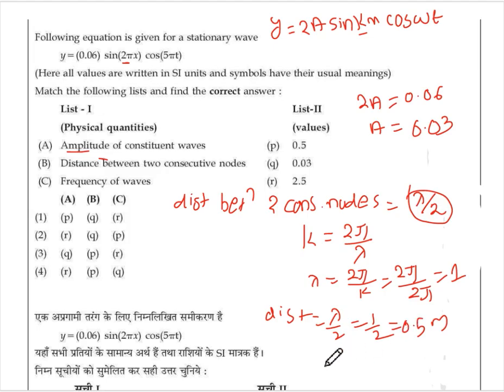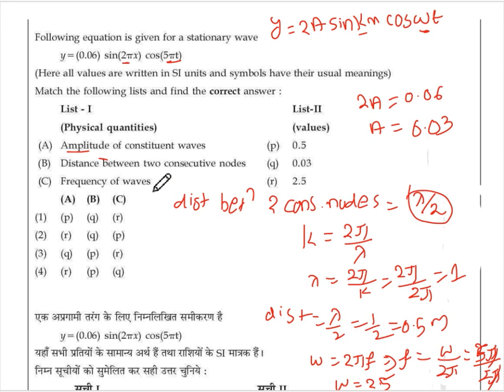Now we have to find the frequency. Our angular velocity omega is known as 2 pi f. So frequency will become omega by 2 pi. We compare omega from the cos term, which is written as 5 pi. So 5 pi by 2 pi, pi gets cancelled, it's 5 by 2, so the frequency will become 2.5.